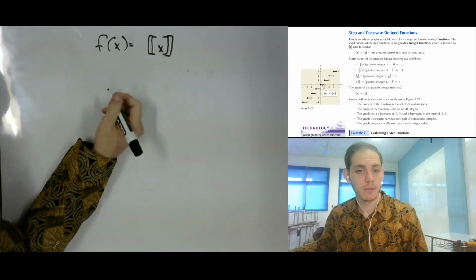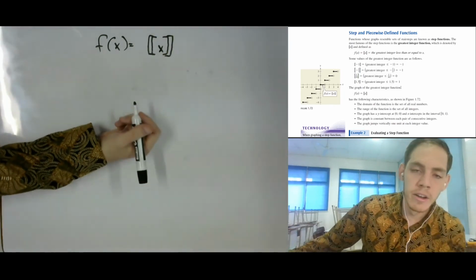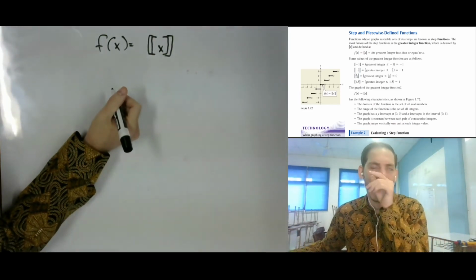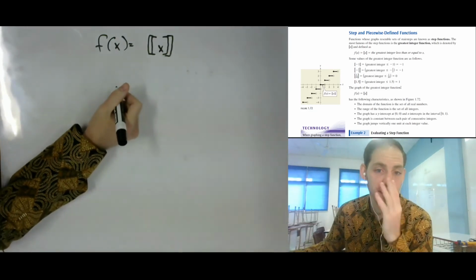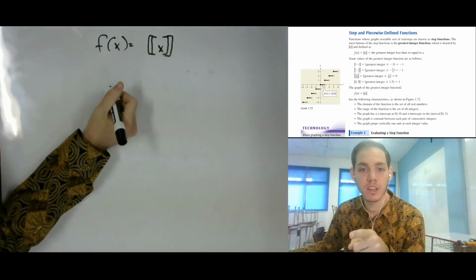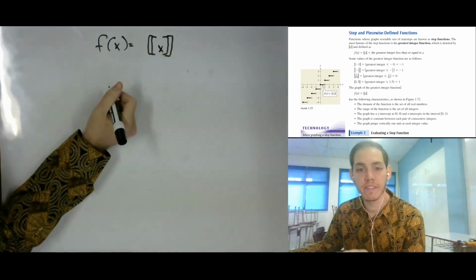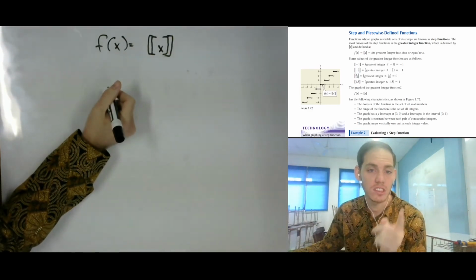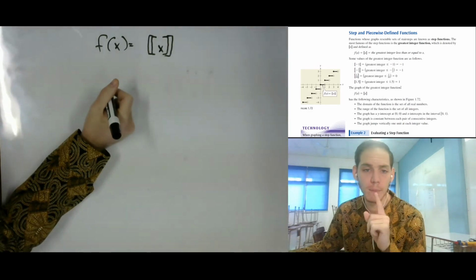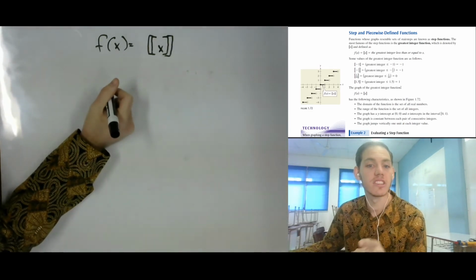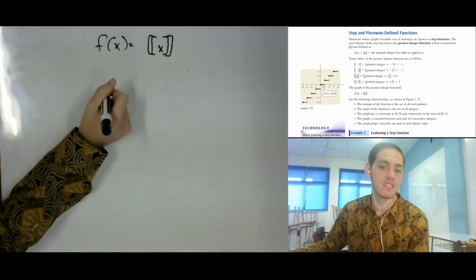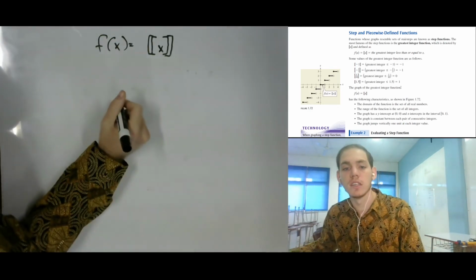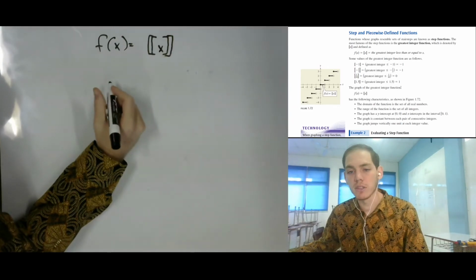So for example, at -1, our greatest integer is -1. At -1/2, the greatest integer less than -1/2 is -1. At 1/10, the greatest integer is 0 because that's the greatest integer less than or equal to our number. Okay? So our domain is going to be all real numbers.